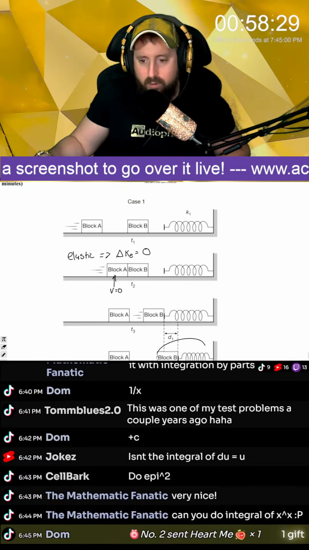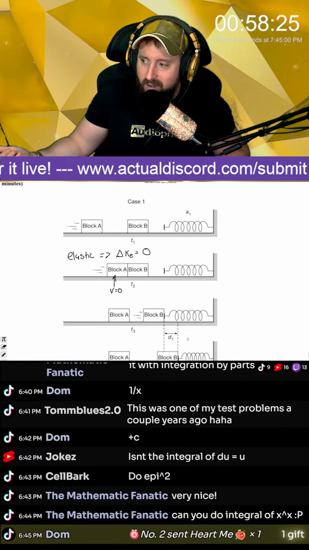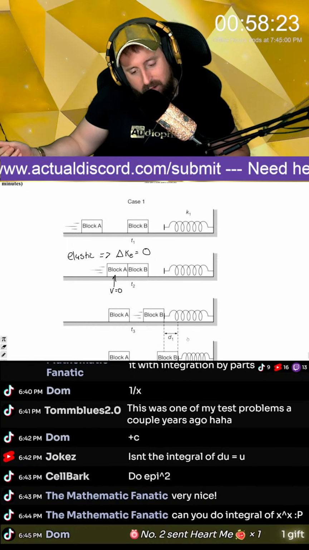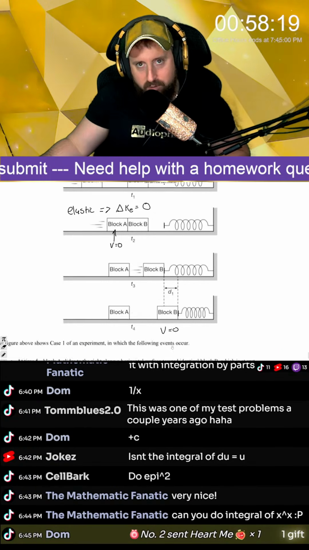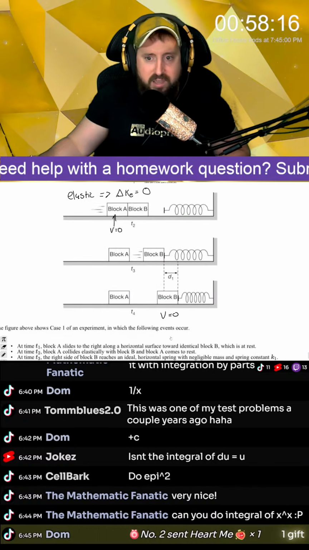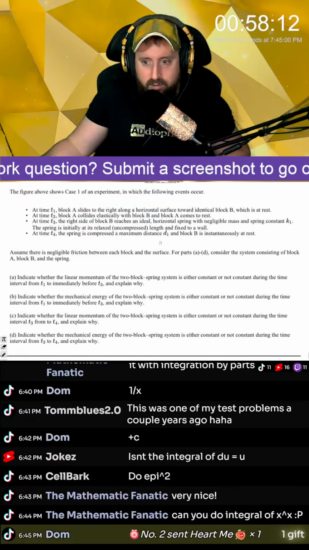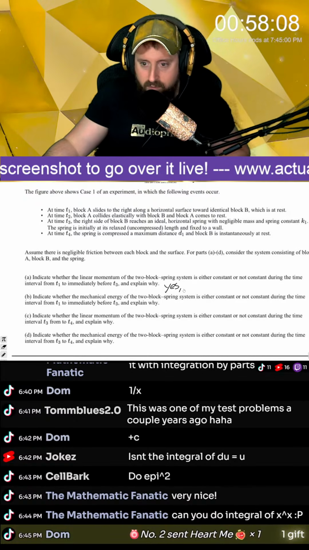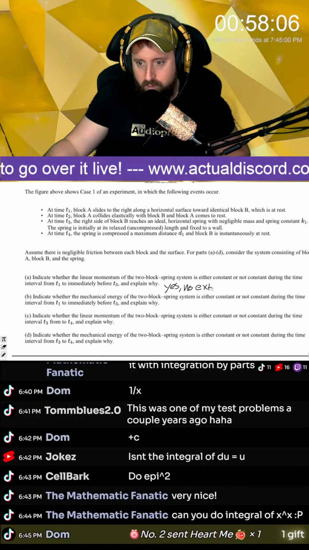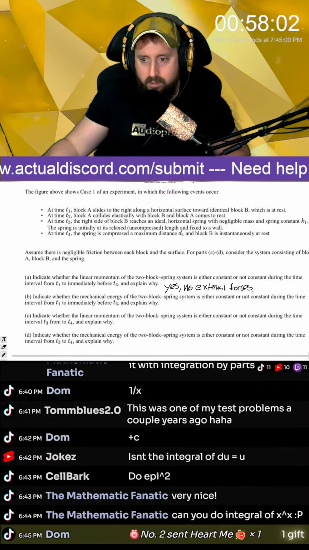When you have the spring acting on it, now you don't have conservation of momentum. If you have external forces, momentum is not conserved. But up to t3, block B hasn't started pushing the spring in yet. So GWC, I would say that yes, there's no external forces. If you have no external forces, momentum's always conserved.